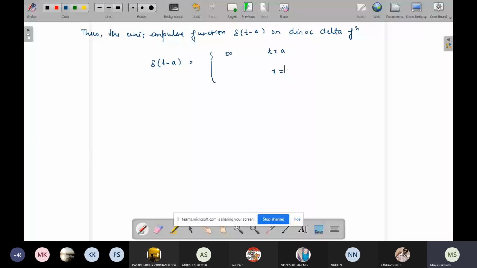Okay, from the previous graph you know that this was the strip, a to a plus epsilon. So when epsilon tends to 0, only one point you will get, that is t equals a, and at t equals a it was defined by 1 by epsilon, right? So its value is infinity. That means the Dirac delta function is nothing but the limit epsilon tends to 0 of this function. So when epsilon tends to 0, you will get the Dirac delta function, right? So this is the Dirac delta function.